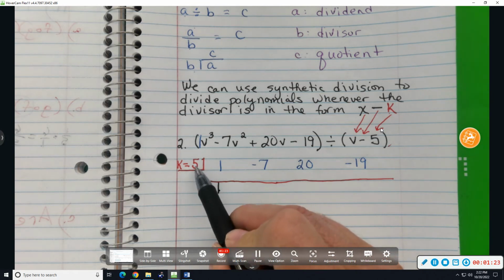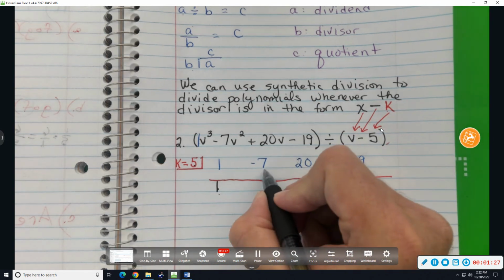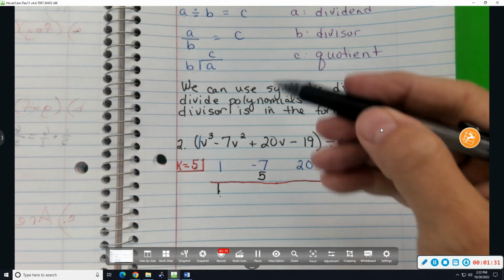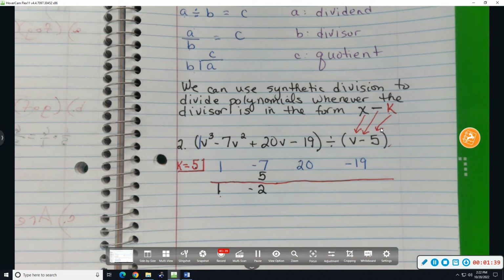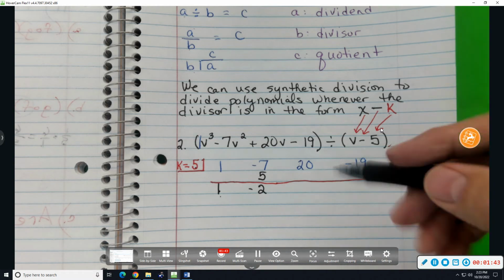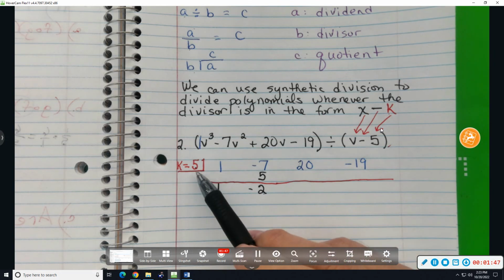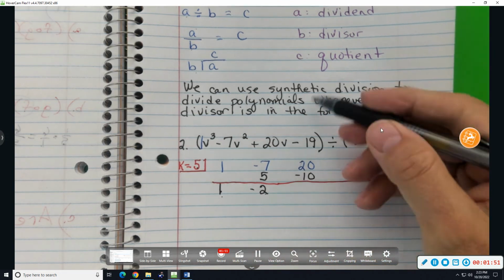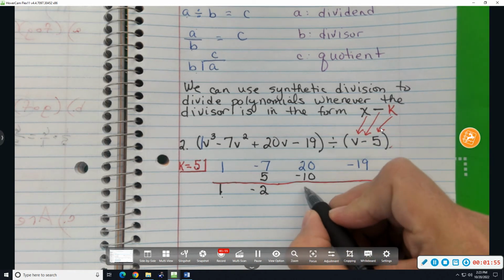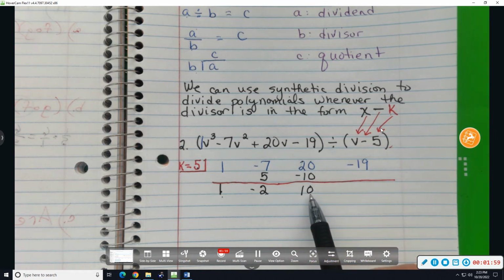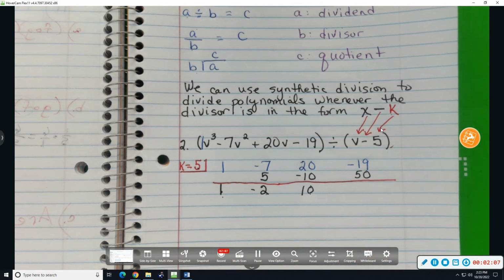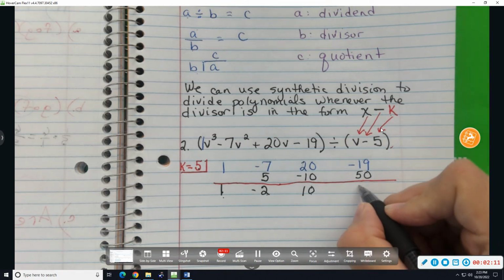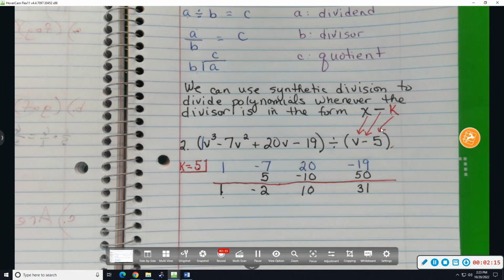Whatever this number is, times K, so 1 times 5 is 5, it goes right there. And then combine vertically. Negative 7 plus 5, negative 2. Repeat that process until you've gone all the way through the columns. Negative 2 times 5, negative 10. So 20 minus 10 is 10. Then 10 times 5 is 50. And then combining a negative 19 and a 50, that's going to give us a 31. Now the answer is staring you in the face at this point.